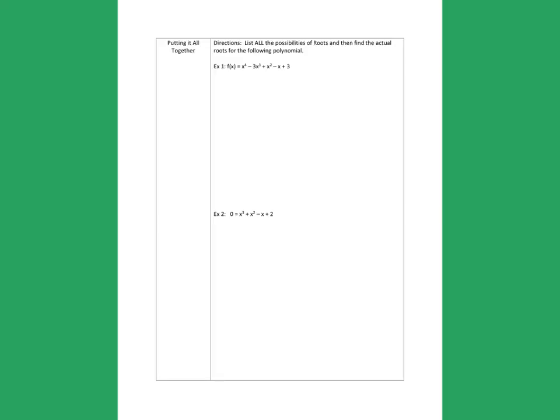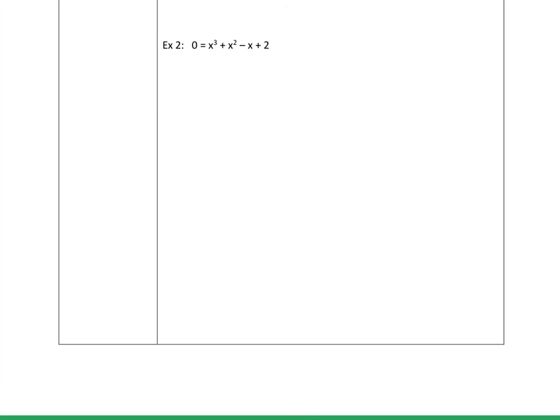All right, so putting all of this together, we are going to actually just skip number 1 just for time's sake. We're just going to do number 2 here. So first things first. I can try to group this, but it's actually not going to work with grouping. So what I'm going to move on to is just my rational root theorem.